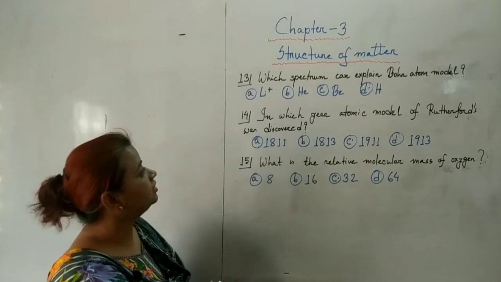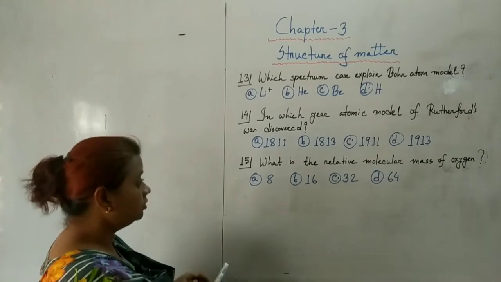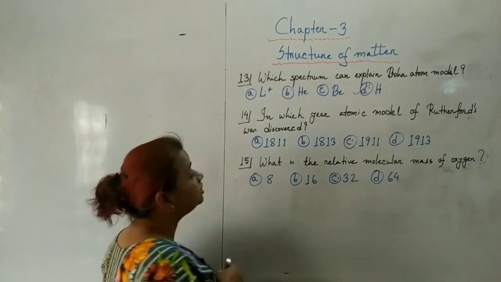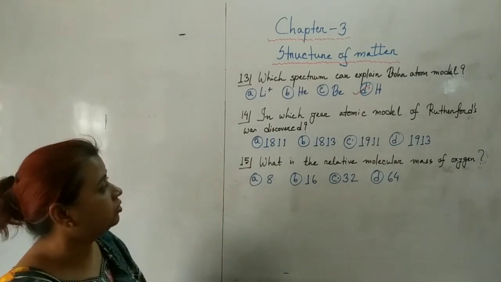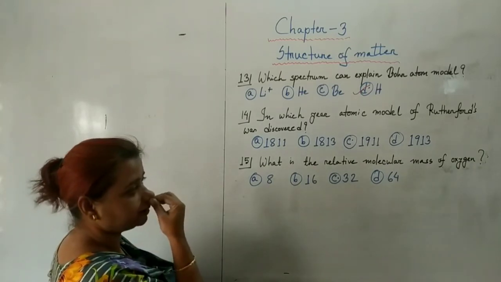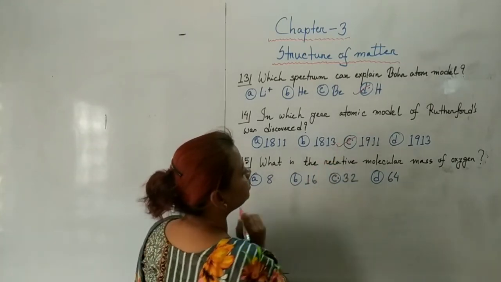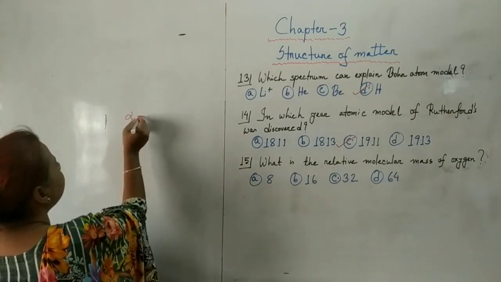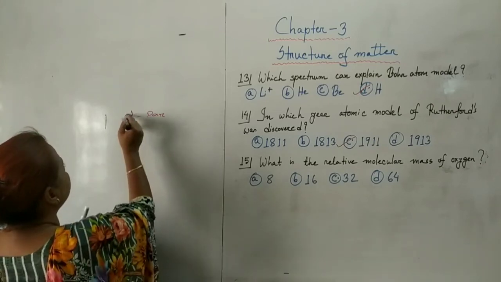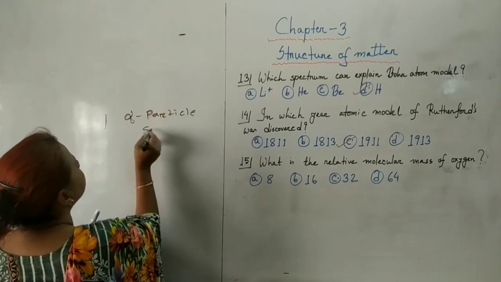Okay, question number 13. Which spectrum can explain the Bohr atom model? You know, the hydrogen spectrum can explain the Bohr atom model. Number 14. In which year was the atomic model of Rutherford discovered? The Rutherford atom model was discovered in 1911, based on Rutherford's alpha particle scattering experiment.